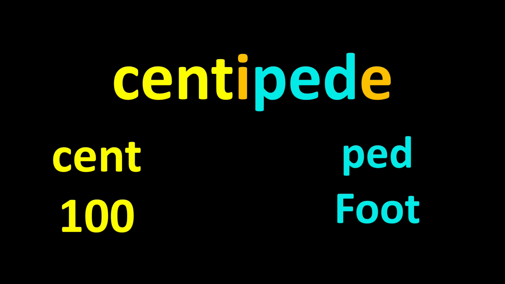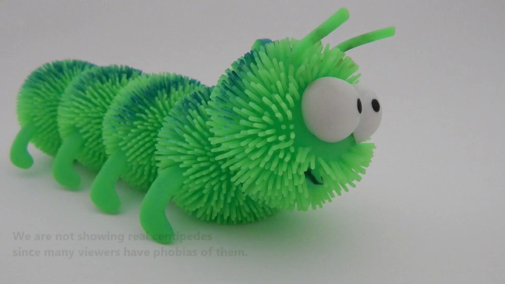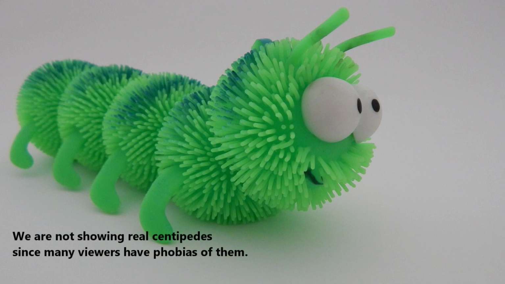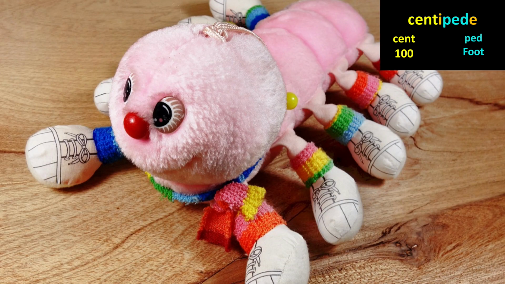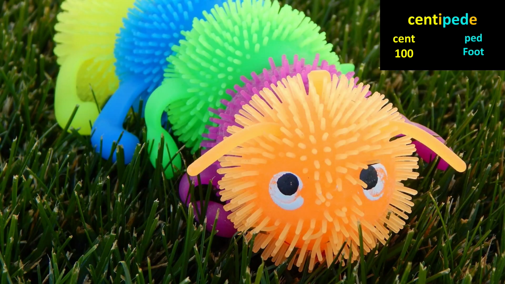The word centipede is made of two word parts. The second is pede, which means foot. A centipede gets its name because it has many feet. If we were to take the word literally, then a centipede should have 100 feet. In reality, common centipedes have about 35 feet.